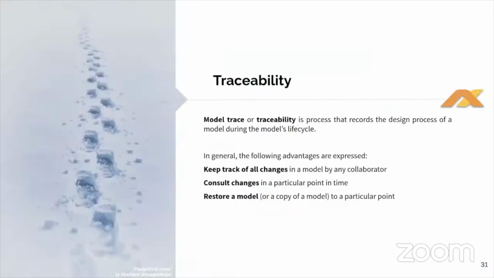Another key feature is model traceability. Model traceability is a process which allows recording the design process of a model during its life cycle. In general, we consider the following benefits. We can keep track of all changes in the model by any collaborator, consult changes at a particular point in time, or restore a model, or a copy of a model, to a particular point.